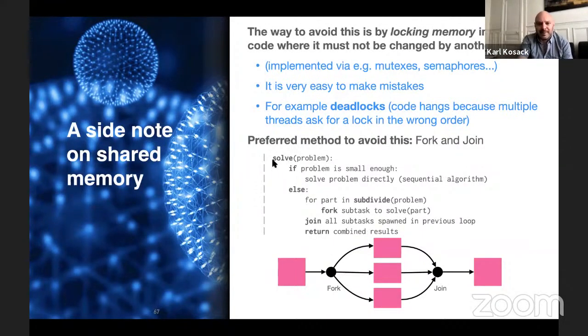So this is actually from Wikipedia. I printed this as a nice little pseudocode for that. So you want to solve the problem. This is not real Python, of course. So if the problem is small enough, just solve the problem directly. Normal sequential algorithm like you normally would. Otherwise, for each part in the subdivision of that problem, fork a subtask, or create a thread in this case, to solve that part. Then join all those tasks in the previous loop, and then return the combined results. So combine them together and put it out. The good thing is Python makes this very easy to do.